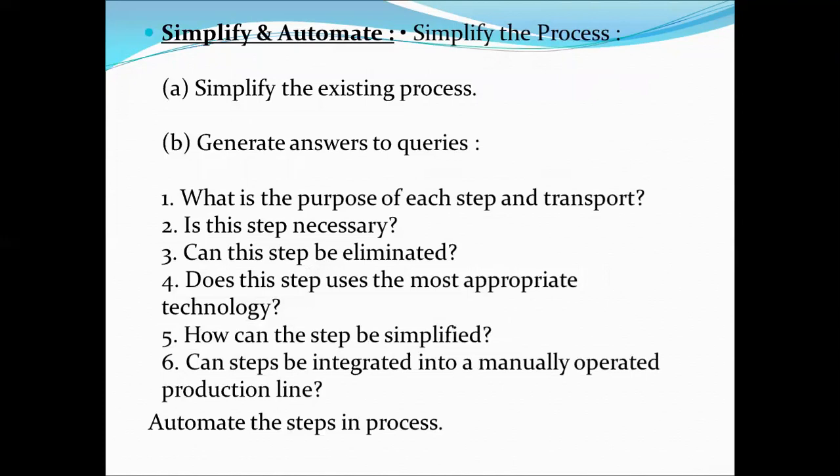The next step is simplify, then automate. Simplify means once the existing process is clearly understood, then the search can begin for ways to simplify. This basically involves a checklist of questions about the existing process. What is the purpose of this step or this transport? One can clearly find out if we have to perform certain steps or certain transport from one station to another station.